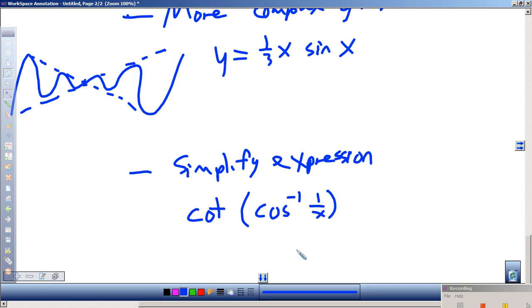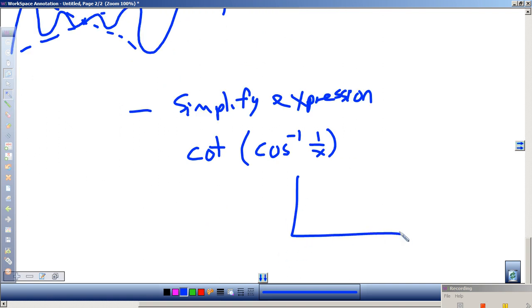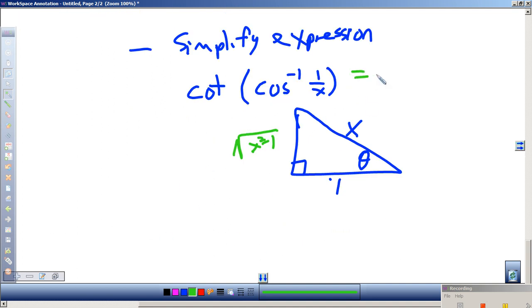The easiest way, I think, is to draw a triangle. Label your angle that you're dealing with. So how do you set up this thing? 1 over x for cosine. And how do you figure out the third side? So, square root of x squared minus 1. And then what's the cotangent of that angle then? Yep.